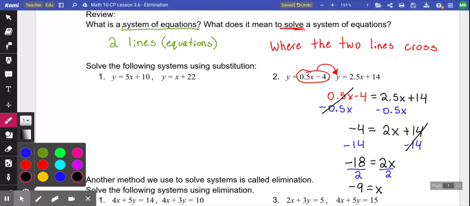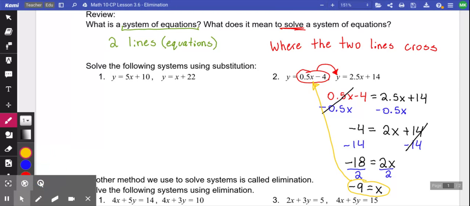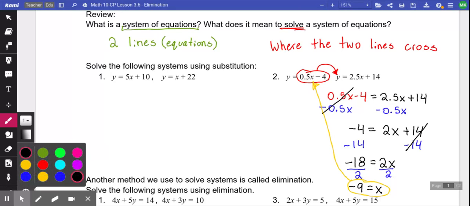You need an x and a y value. You need the coordinates, right? So to find your y value, you take this x value and you substitute it into the original equation. When you put it back into that original equation, you should have got y equals 0.5, and instead of x, you're putting times negative 9. And then minus 4.